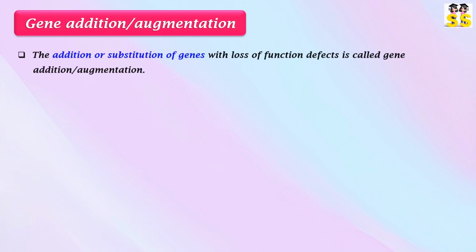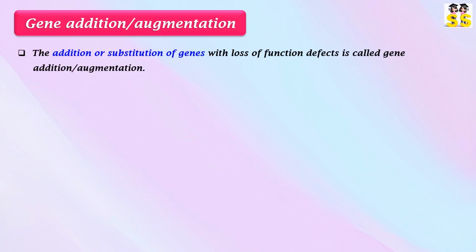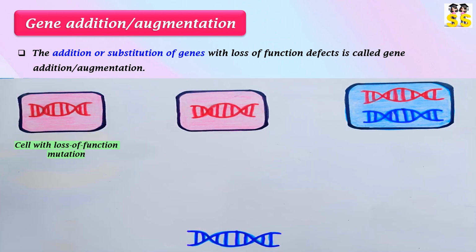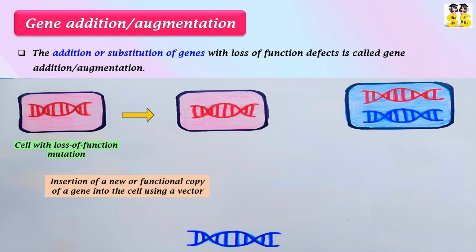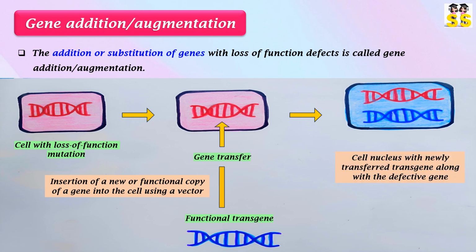Gene addition or augmentation. The addition or substitution of genes with loss-of-function defects is called gene addition. This is a cell with a loss-of-function mutation. Now, a functional copy of a missing or faulty gene is inserted into this cell using a vector. The newly transferred transgene is present in the cell nucleus together with the defective gene. This is the corrected cell.